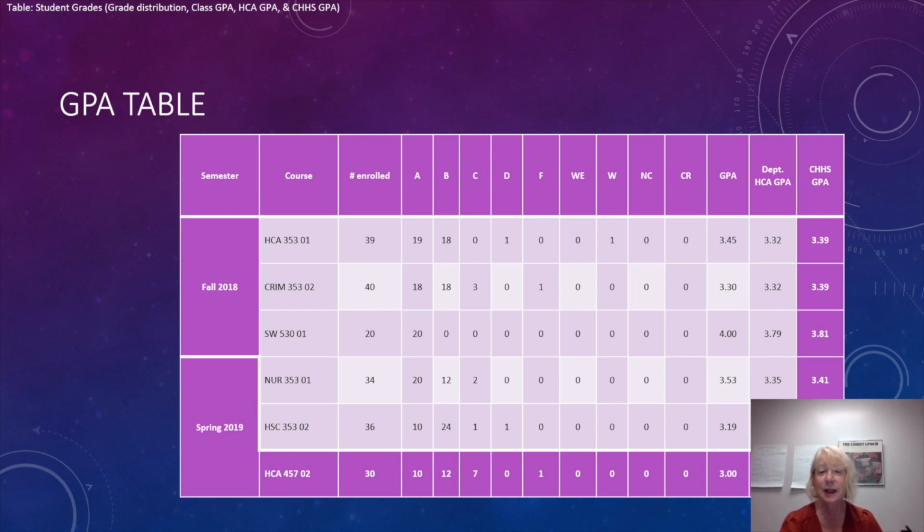So for example, if you taught an undergraduate upper division class, the comparison would then be the GPAs from all the other courses in your department that were undergraduate classes at the upper division, and then the GPA information from the college. And then again, that information would be for classes at the same level as the class you taught. So for example, if you taught undergraduate upper division courses, that's your comparison group.